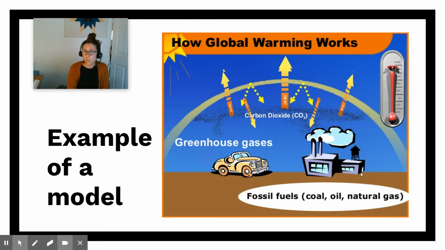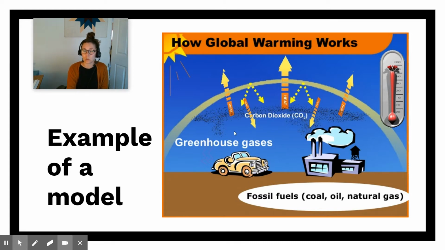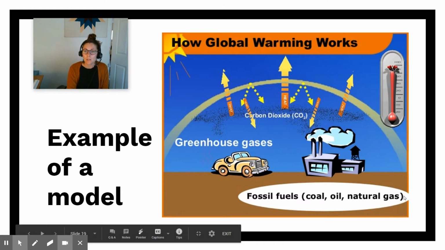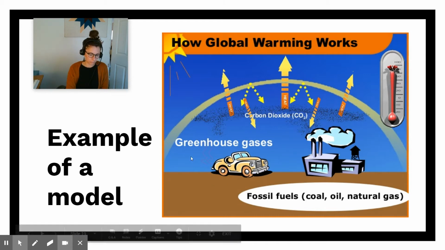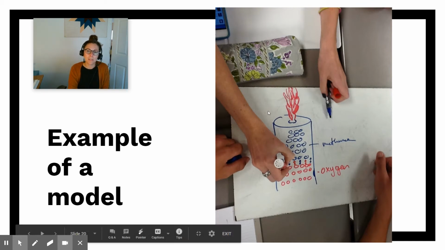So somebody created this model pretty quickly with these probably copy and paste images, but it actually does do a good job of telling the story they're trying to tell, right? Down here you'll also notice fossil fuels are trapped under the ground, and so that's labeled as well. So that's one example of what a model could look like. Another model is something like this.